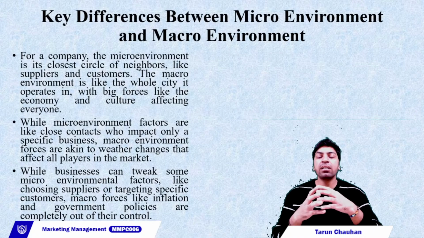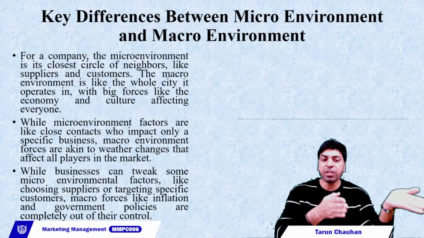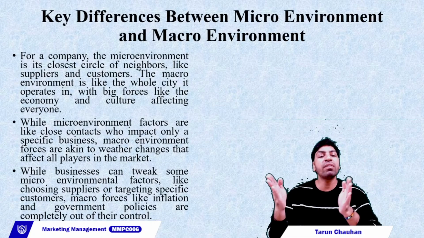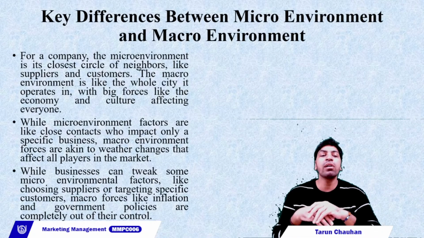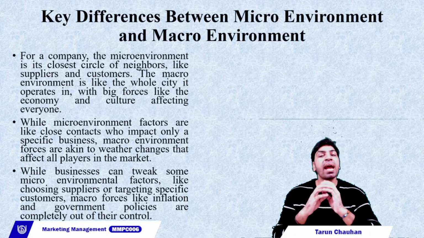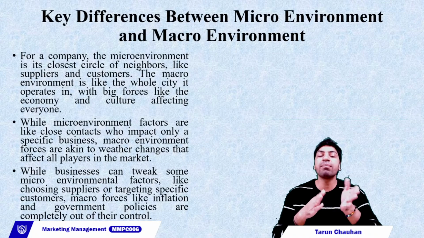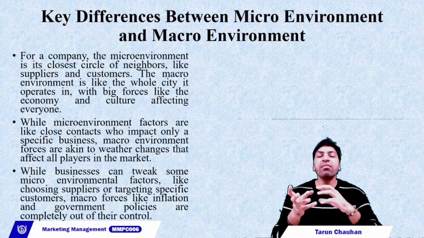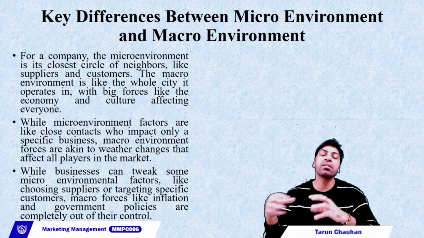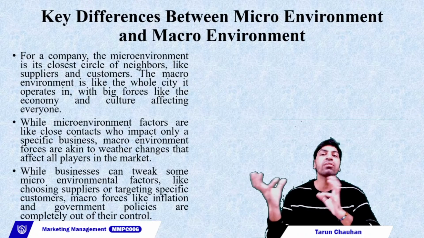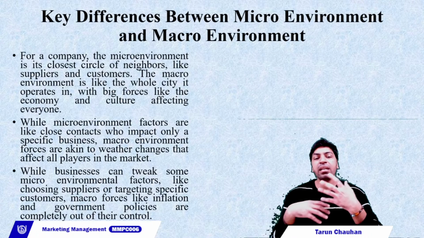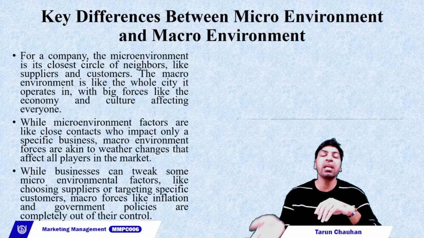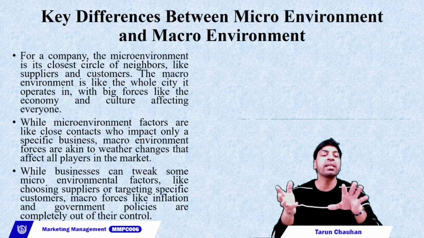They can easily shift their focus from one factor to another, as the business can control some micro environmental factors like choosing suppliers or targeting specific customers. So they can move from one factor to another, or from the second factor to the third. They can easily control such micro environmental factors, which directly influence their businesses.